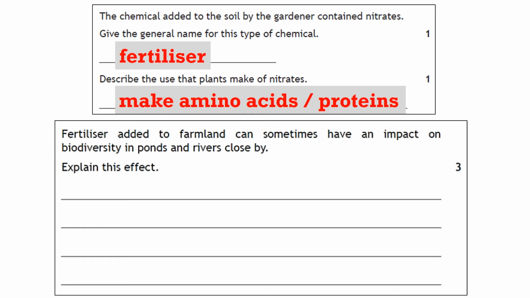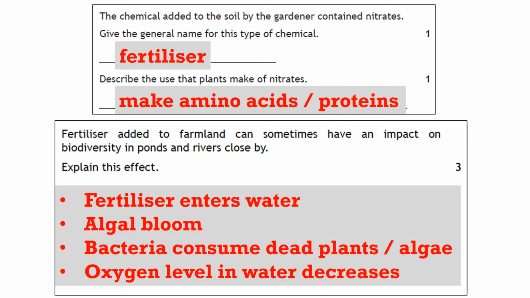And then 3, fertilizer added to farmlands can sometimes have an impact on biodiversity in ponds and rivers close by. Explain this effect. So explain why there's an impact on biodiversity. What's the fertilizer doing to biodiversity in ponds and rivers? So the way to get your 3 marks here, first there's 4 things you can say. You only need to hit 3 of them though. So first of all, fertilizer ends up in the water, so that's a kind of simple thing you might have forgotten about. Then that causes algal bloom. Bacteria consume dead plants or algae, and then the oxygen level in the water decreases, and that is what has an impact on biodiversity.